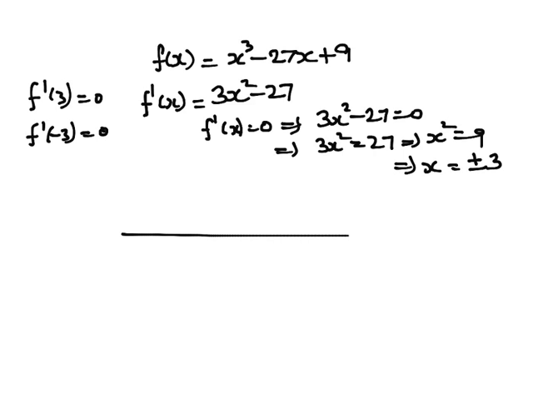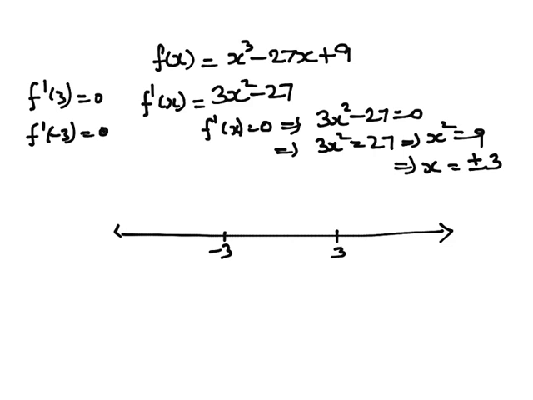So let me draw a line here. Let me write minus 3 and let me write plus 3 here. Please understand this is a real line, so always the smaller number will come to the left hand side of the bigger number. Okay, now what next?